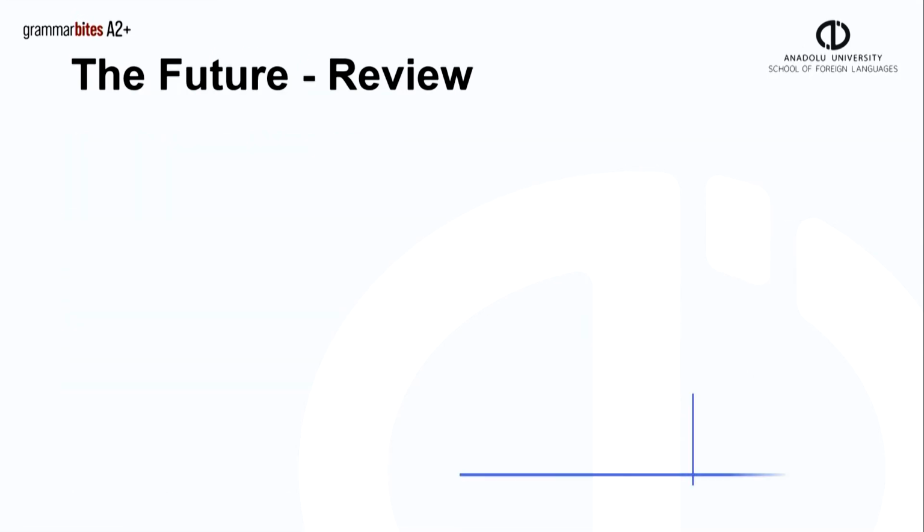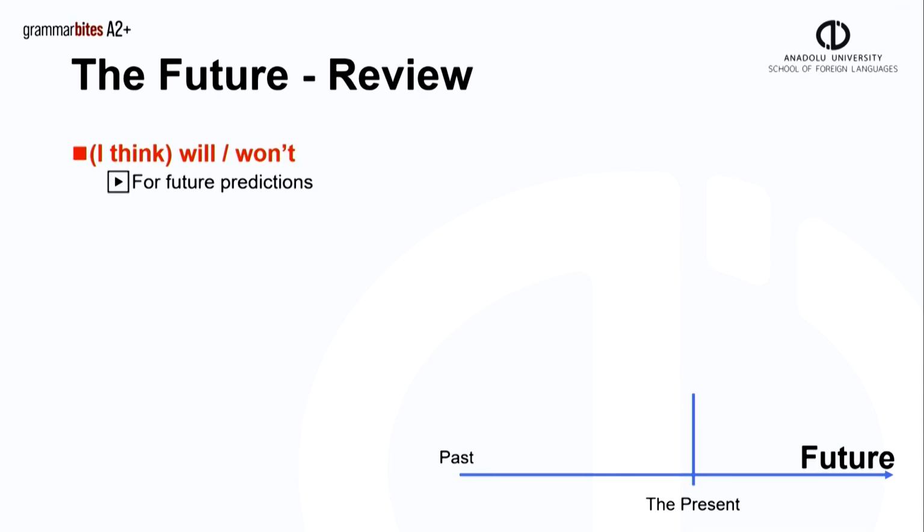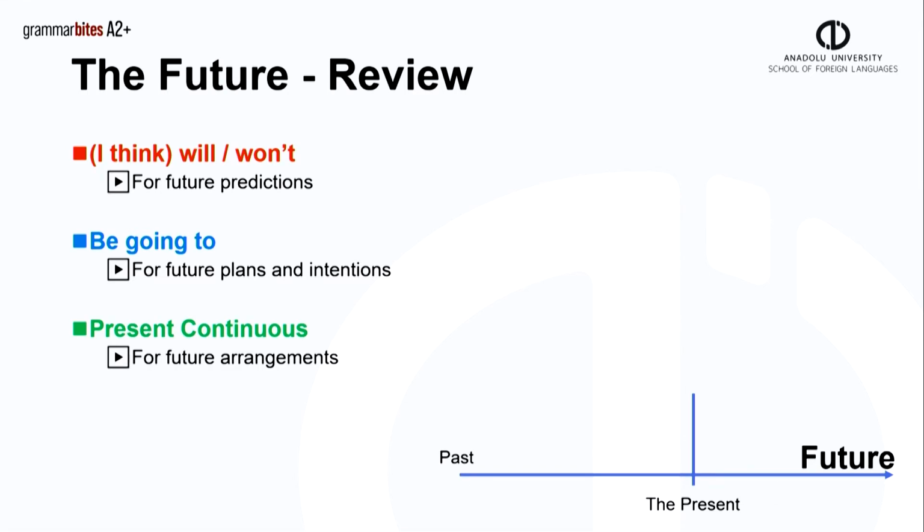Now let's look at some ways we can talk about the future. We can use will, won't, often with I think to talk about future predictions. We can use be going to for future plans and intentions. And the present continuous for future arrangements.